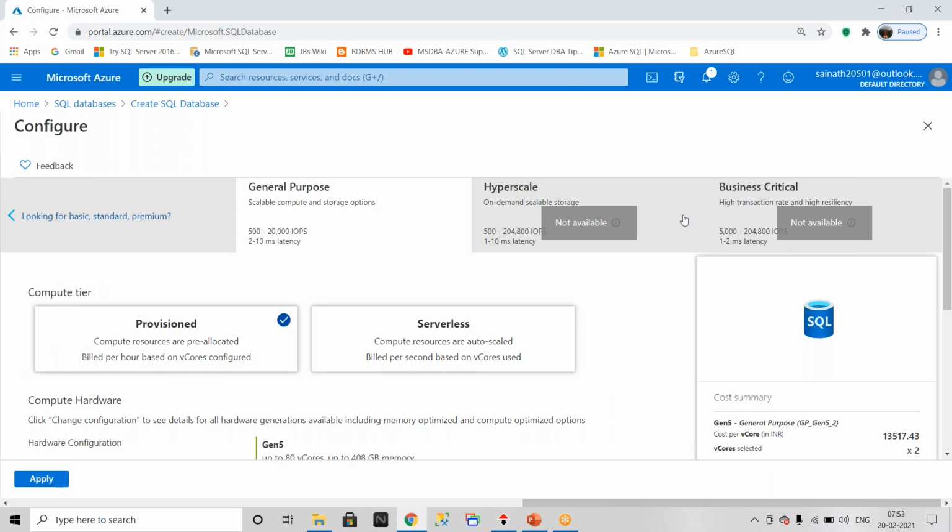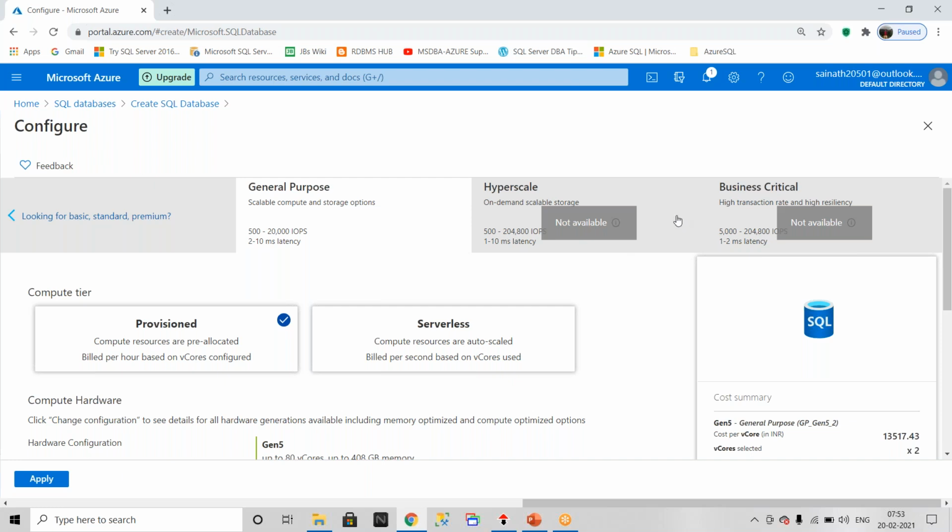It is like a classic model, sir. How you work on-prem, the same way you will work in the cloud as well. But when you go to vCore, we also have three service tiers: General Purpose, Hyperscale, and Business Critical.